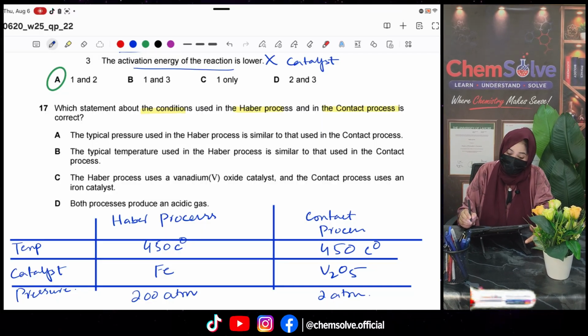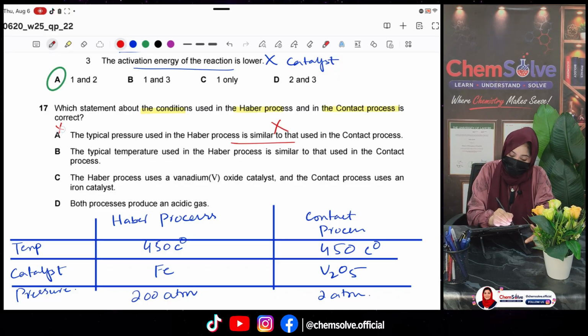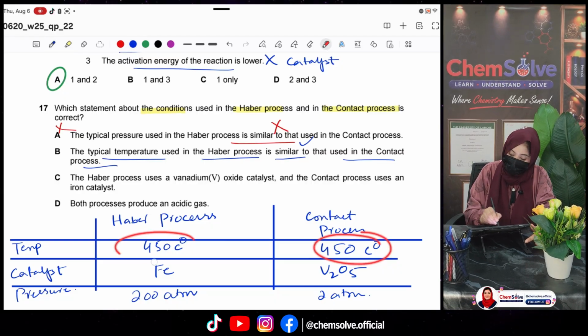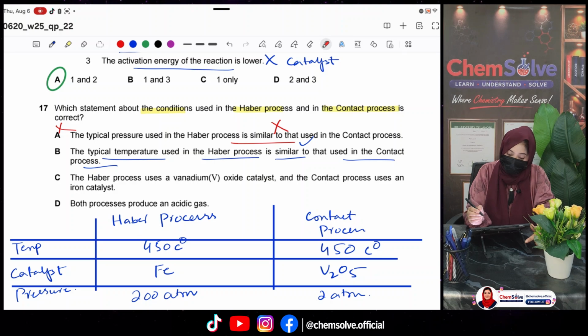The typical pressure used in the Haber process is similar to the contact process. Not at all. You can see that the pressure is different. The typical temperature used in the Haber process is similar to the contact process. Yes, you can see here both have the 450 degrees Celsius temperature. So this seems to be the correct option. But look at the other two options as well.